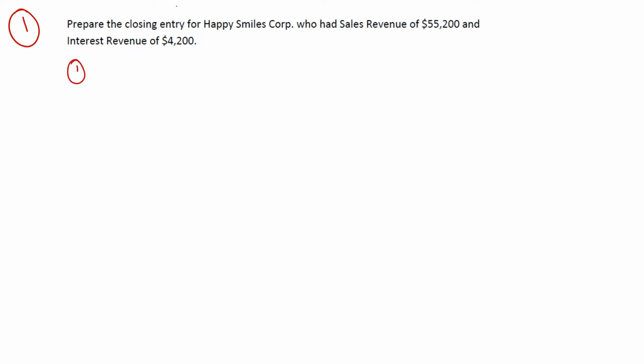So the first thing we do is close out revenue to income summary. Remember, income summary is just a temporary account that's used only during the closing process, and it's really just a placeholder account. So we look at the 2 different categories of revenue that the company had. They had sales revenue and interest revenue.